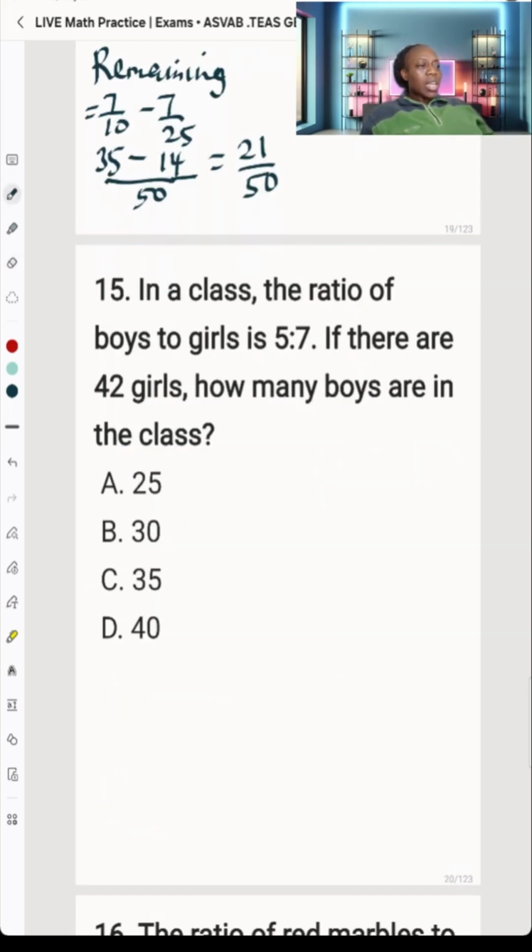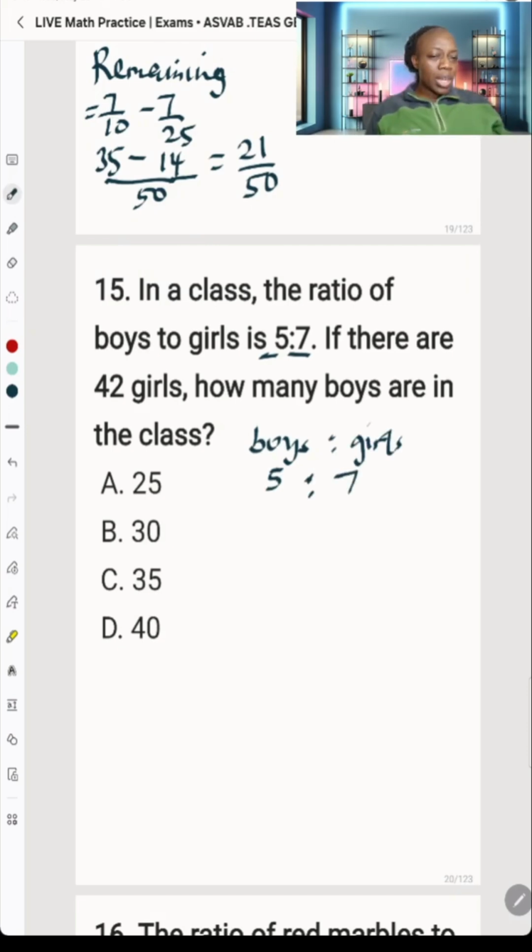Okay. In a class, the ratio of boys to girls is 5:7. If there are 42 girls, how many boys are in the class? Boys to girls is 5:7. What is the total ratio here? 5 plus 7, that is 12.